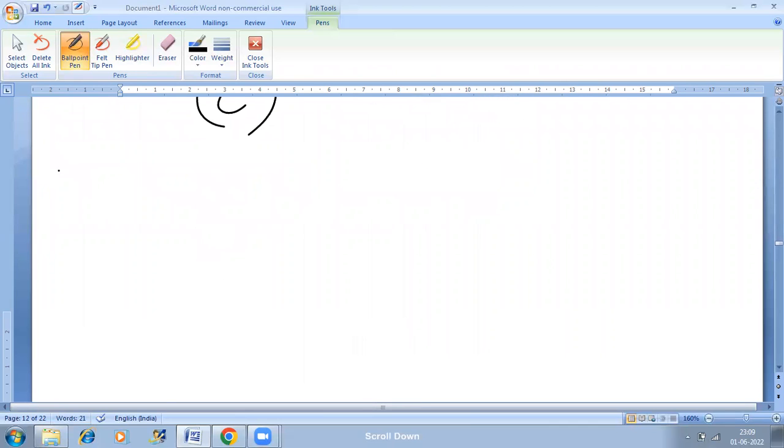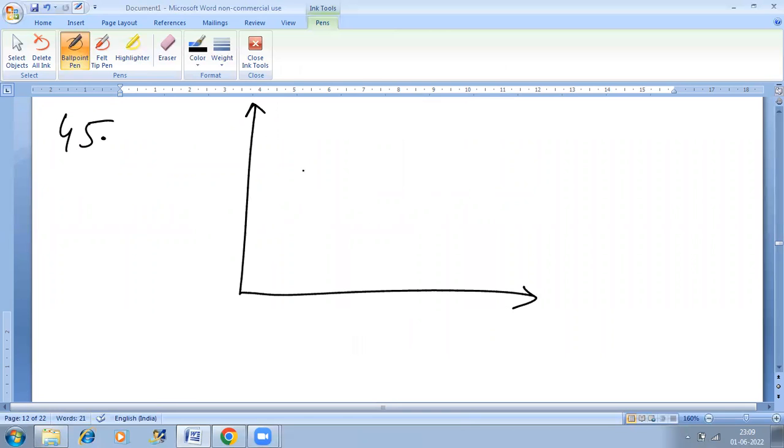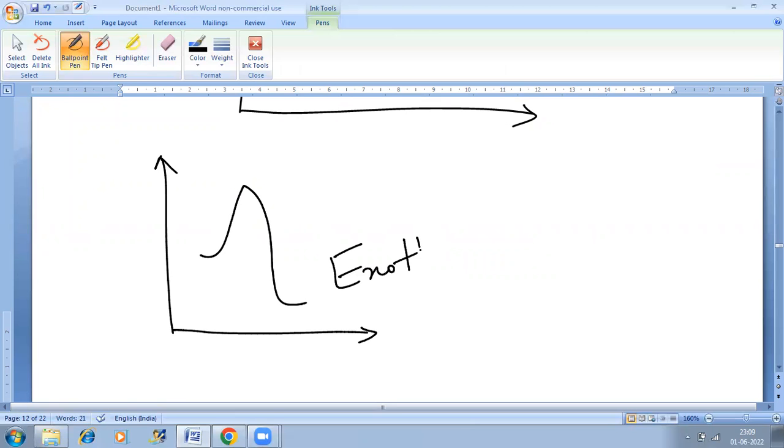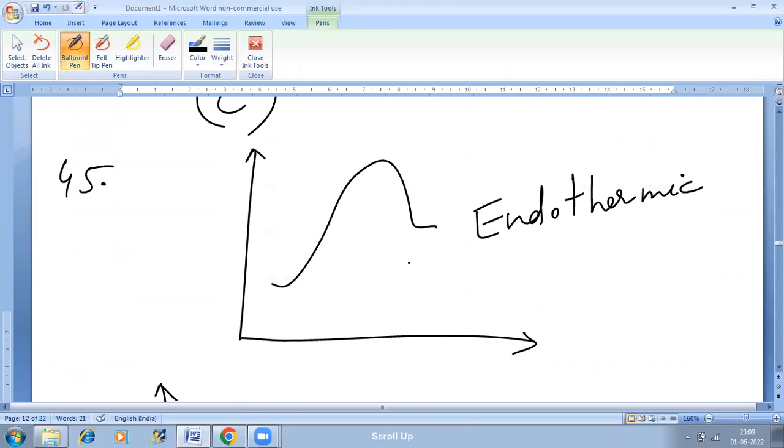Question number 45. Now, what is question number 45 asking us to do? Here I have a graph. If the graph goes like this, the process is endothermic. If the graph goes like this, then the process is exothermic. For an endothermic process, we know that if temperature is increased, then the equilibrium constant also increases. Hence, A is the correct option for 45th question.